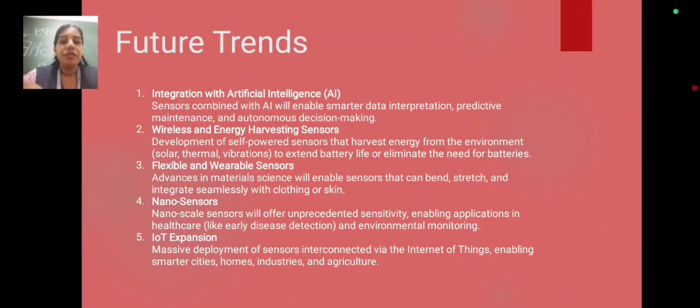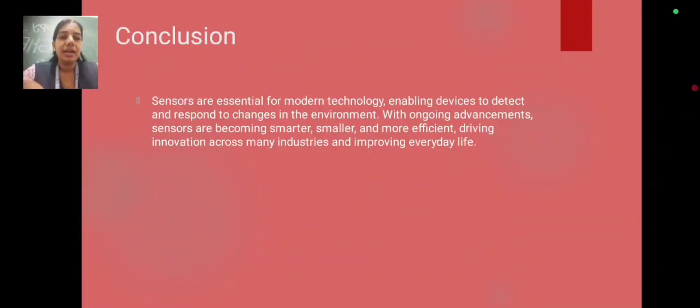In flexible and wearable sensors, advancement in material science will enable sensors that can bend, stretch and integrate seamlessly with clothing or skin. The future trend in nanosensors is that nanoscale sensors will offer unprecedented sensitivity, enabling applications in healthcare. Again, the future trend of sensors is in IoT expansion, that is massive deployment of sensors interconnected via the IoT, that is Internet of Things, enabling smart cities, homes, industries and agriculture.